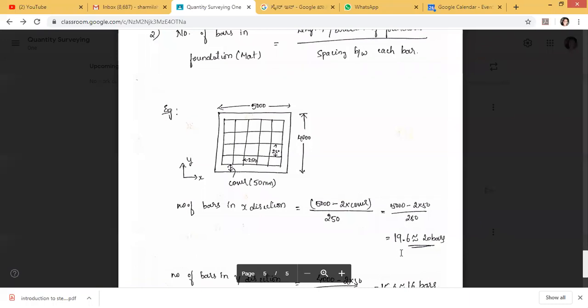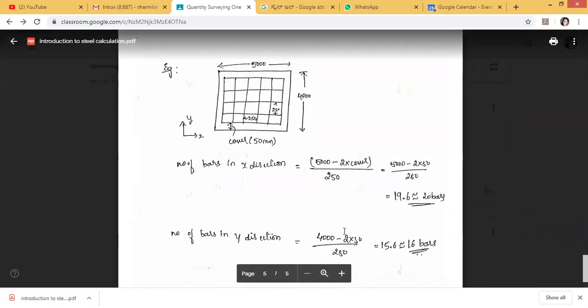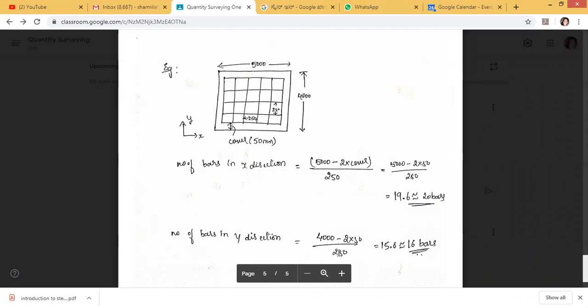You can't give any fraction value. You always round it up to the next number. It is 20, so approximately 20 bars are required in the X direction. And when coming to the Y direction, we have 4,000. 4,000 minus cover, I will consider 50 mm as cover, divided by 250.